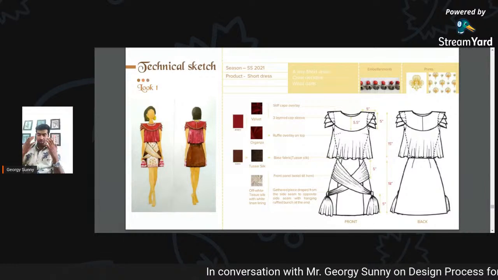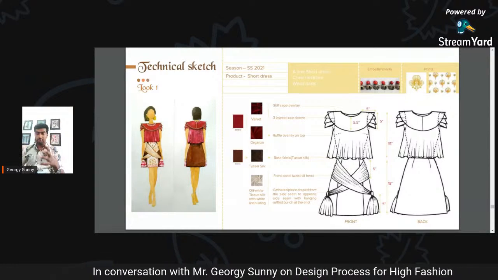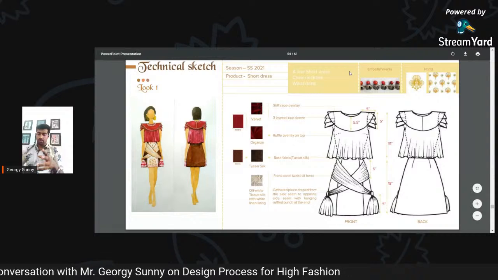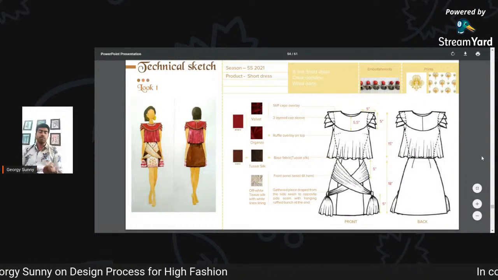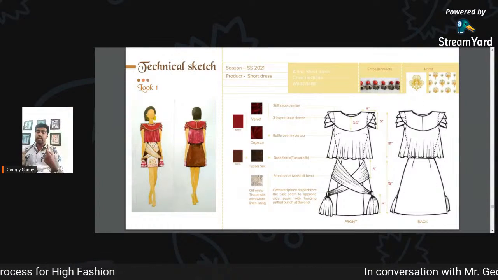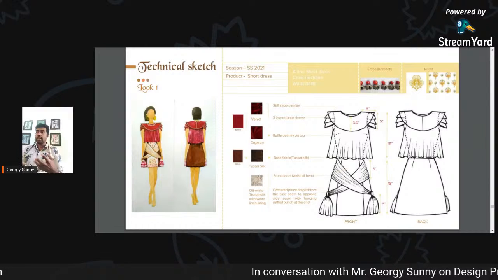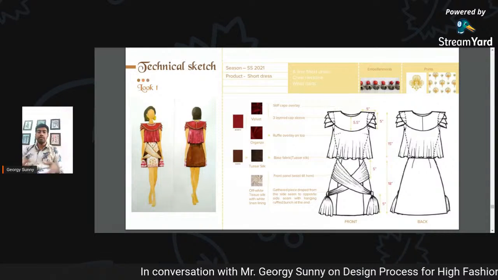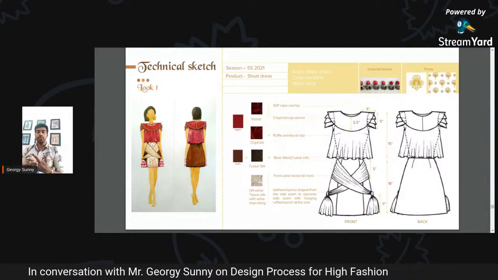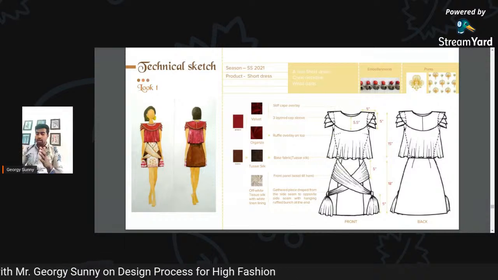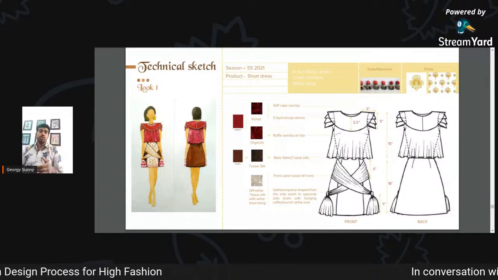You should have a very clear idea about what product you are thinking of, how the measurements work, how you are going to really execute it, what the fabric is, how the lining is going to be. Do you need a bonding or a structuring, or how will the drape look? All those things you need to really explain in your tech pack.